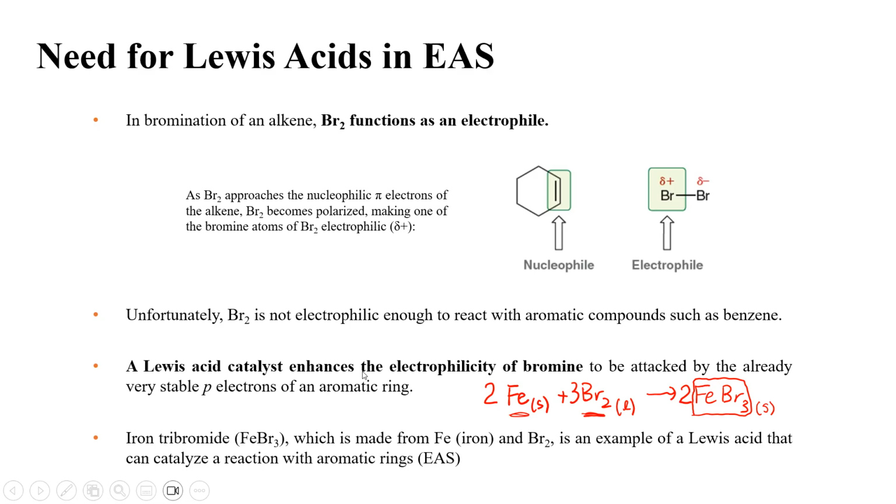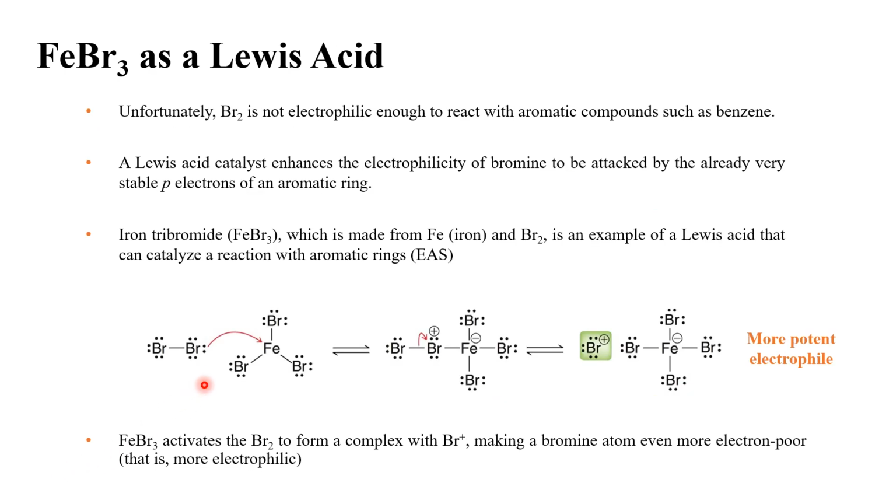Now, why is it that a Lewis acid actually enhances the electrophilicity? How is it making Br2 more electrophilic? It's doing it like this. So you've got Br2 and then FeBr3, which I showed on the previous slide how you make. Basically what's happening is a lone pair of electrons on Br attacks the Fe in FeBr3. And you remember what the definition of a Lewis acid is, right?